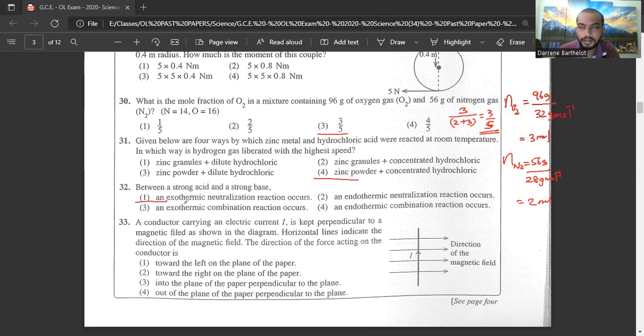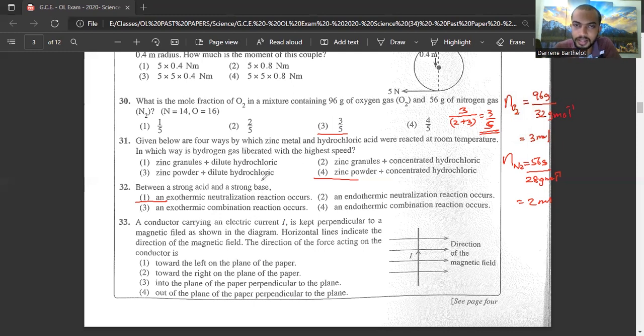Answer number 1. Question number 33. A conductor carrying an electric current I is kept perpendicular to a magnetic field as shown in the diagram. Horizontal lines indicate the direction of the magnetic field. The direction of the force acting on the conductor is, right? So they're asking for the direction of the force.